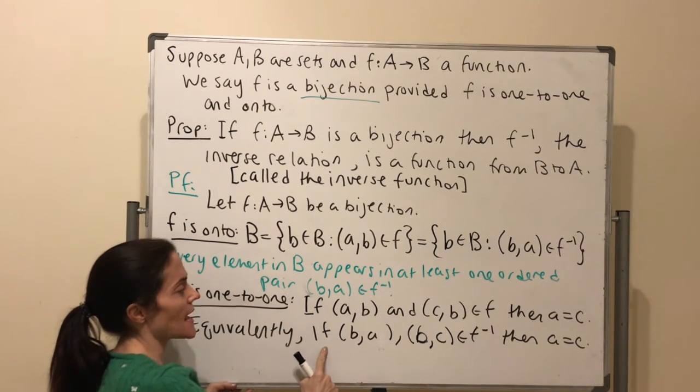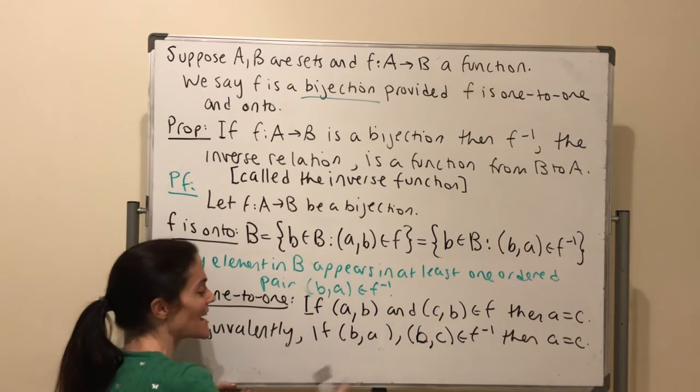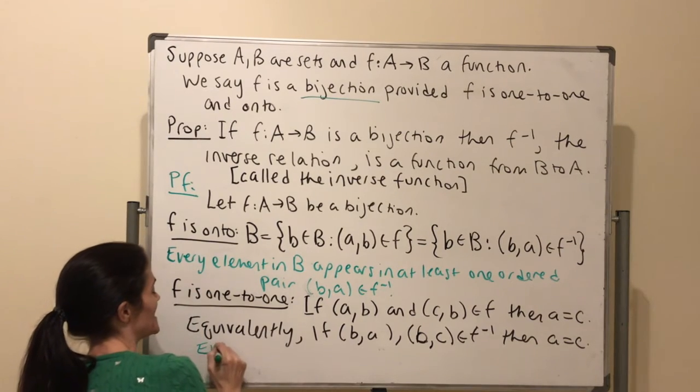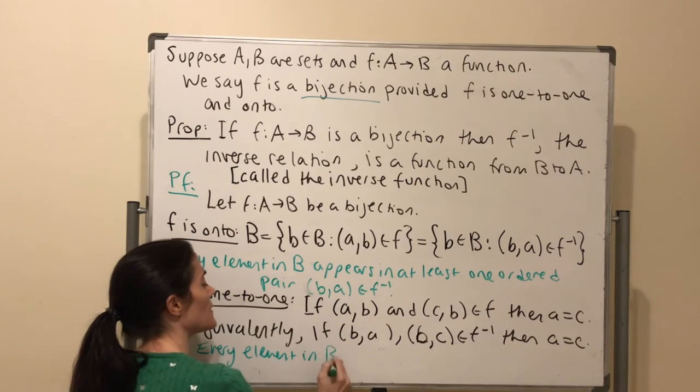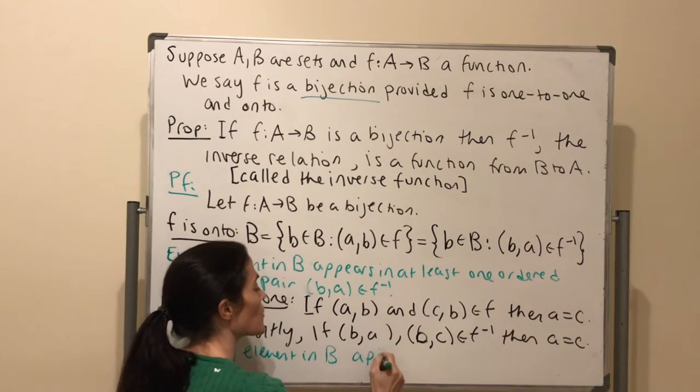Now, what does this say? Well, this says that every element in B appears in no more than one ordered pair.